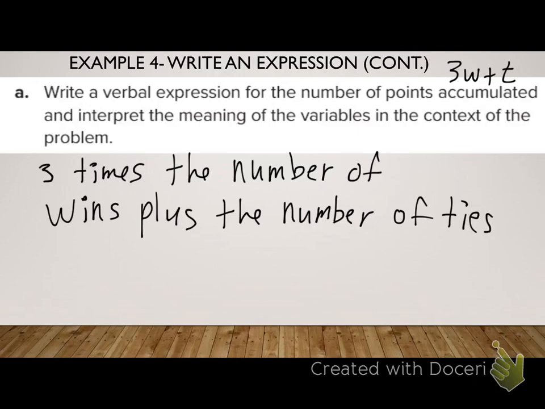Any questions on that? We okay with letter A? So we have given a verbal expression for the number of points accumulated, and we've interpreted the meaning of the variables by telling that, hey, W is wins, T is ties. And that's given with the context of the problem. So any questions on letter A? Everyone okay with that?